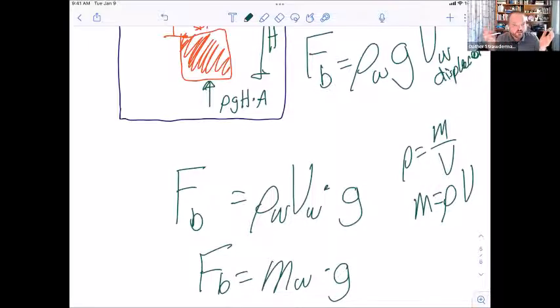That's what Archimedes says. Archimedes says it's the weight of the water moving out of the way. But foundationally, it's the difference in pressure. And you can find this derivation in every textbook. Both of these derivations are in every textbook.